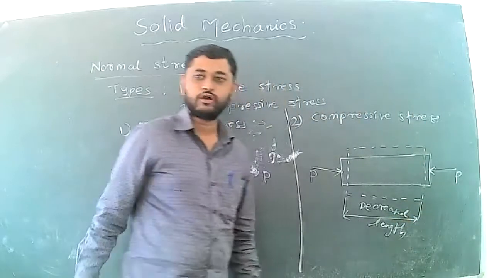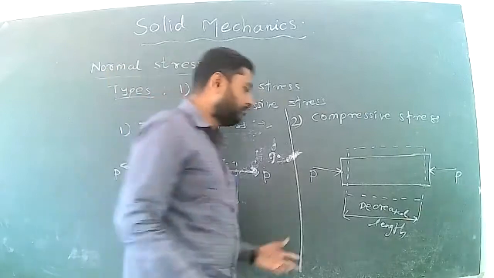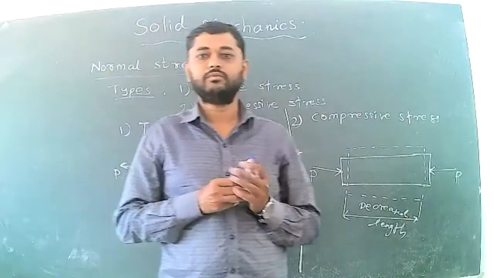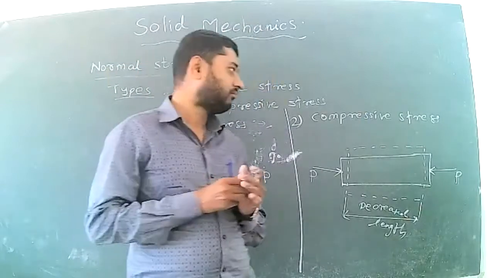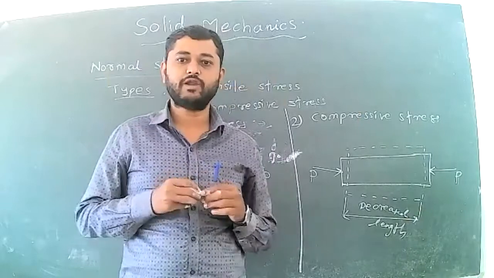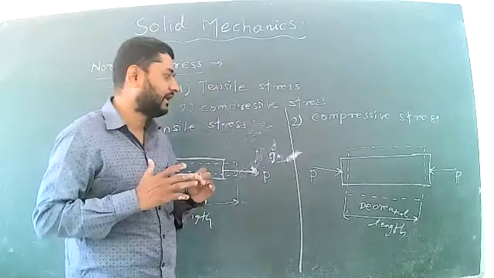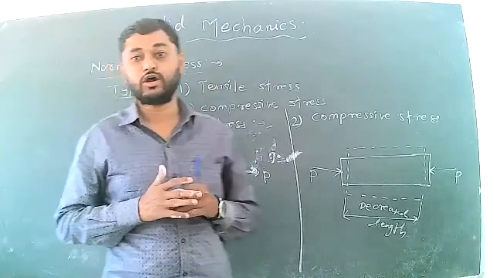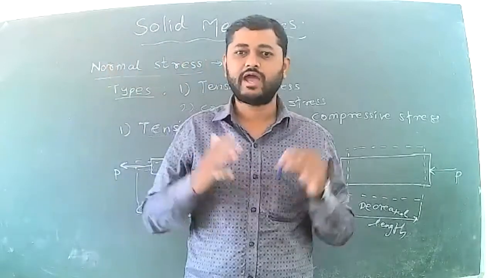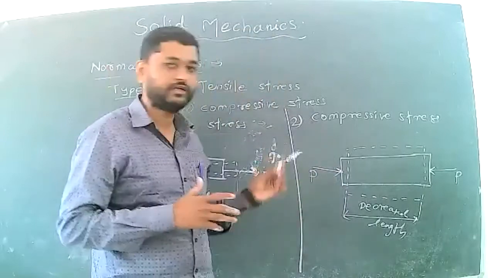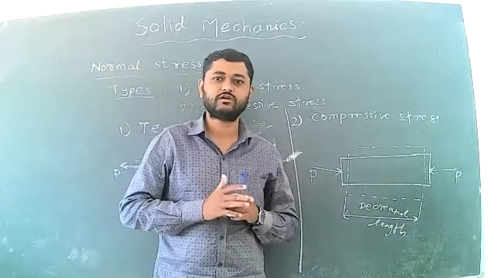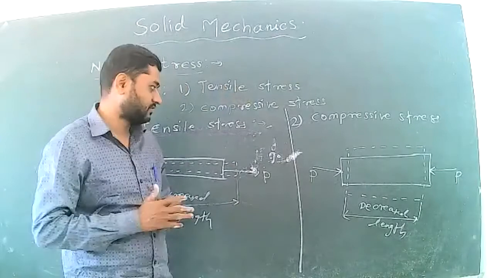Length of the component goes on decreasing. Why? Because we apply some internal or applied force, that is, when we apply some push force to that body, then the length of that component goes on decreasing and the area of cross section of this body increases. This is nothing but compressive stress.